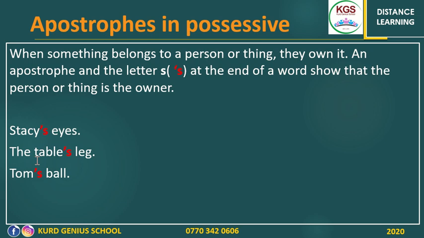Number two, the table's leg. It means the leg of the table. Tom's ball means the ball of Tom. Tom has a ball. So when we talk about that ball which Tom has, then we say Tom's ball.